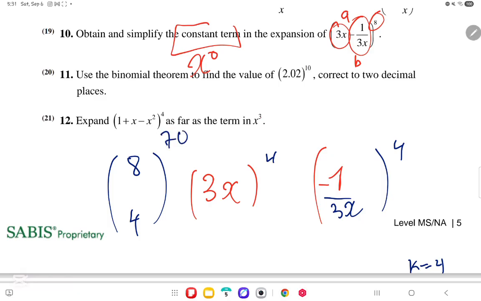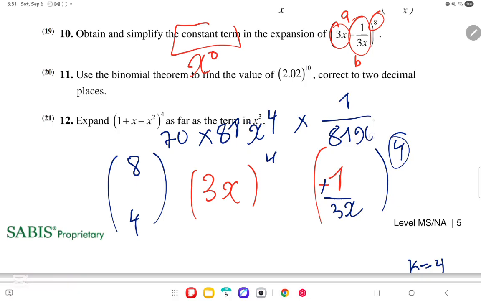And then 3 to the power of 4 is 81. So 70 times 81 x to the power of 4. Okay. And then anything to the power of even, if it's negative, it will become positive. So the minus will get cancelled, or you'll remove the minus. Okay. So then times 1 over 81 x to the power of 4. Now, what do you need to do? You need to cancel. You can cancel 81 and 81, x to the power of 4 and x to the power of 4. You will get the final answer to be 70 times 1, which is then 70. And that's it for question number 10.